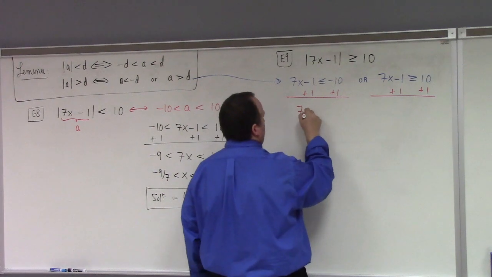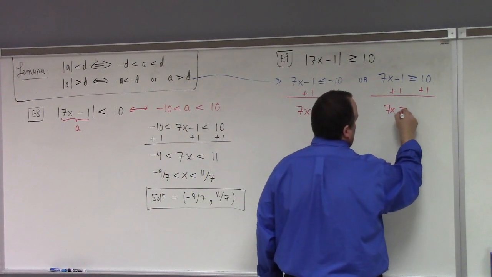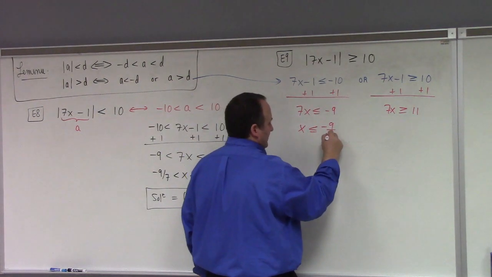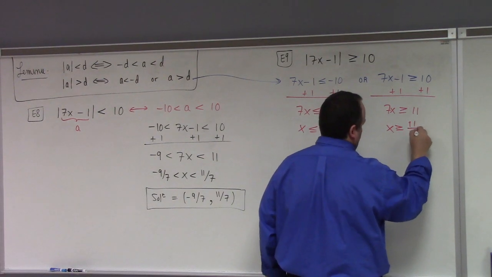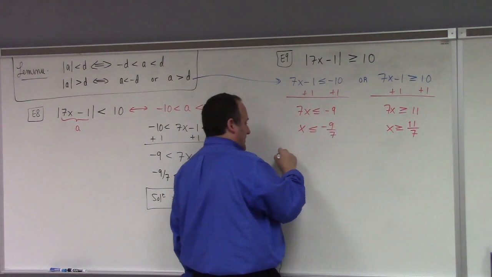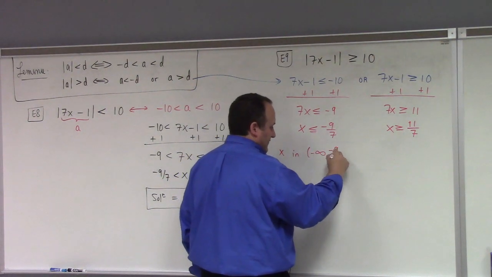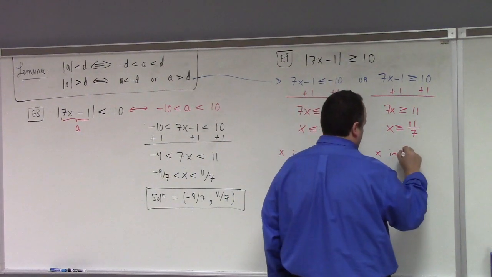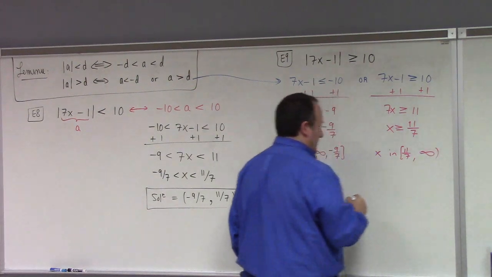That gives us 7x less than or equal to minus 9, or 7x greater than or equal to 11, which means x is less than or equal to minus 9 sevenths, or x is greater than or equal to 11 sevenths. So in other words, x is in minus infinity to minus 9 sevenths included, or x is in 11 sevenths included to infinity.